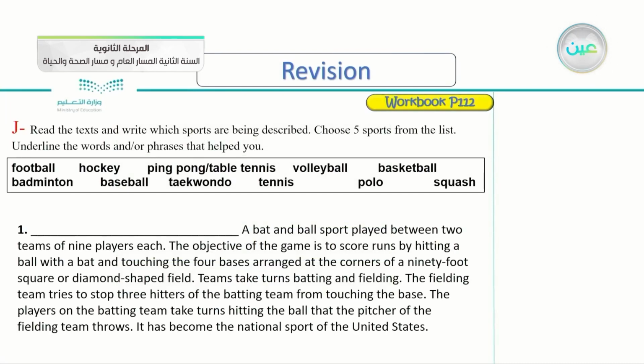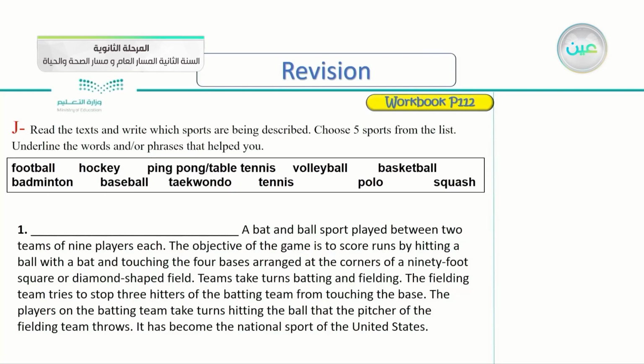112, we will be answering some questions, revising our previous lessons. Exercise J: read the texts and write which sports are being described. Choose 5 sports from the list. Underline the words or phrases that help you.